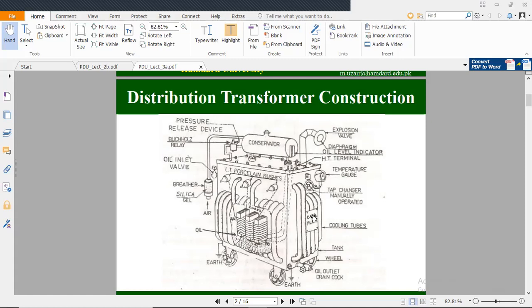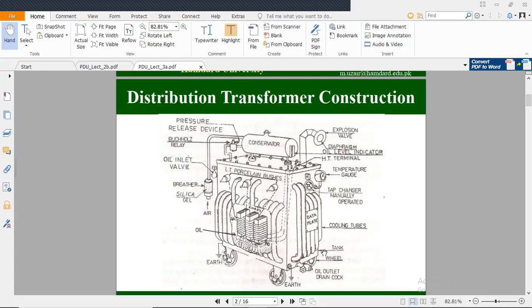Oil circulates from this side; the oil is heated from this level and goes through these fins to be cooled by the air outside. Air can cool down this hot oil, and the circulation of oil continues from this side. This mechanism is followed in the summer period to cool down the transformer. The oil is circulated through these fins.